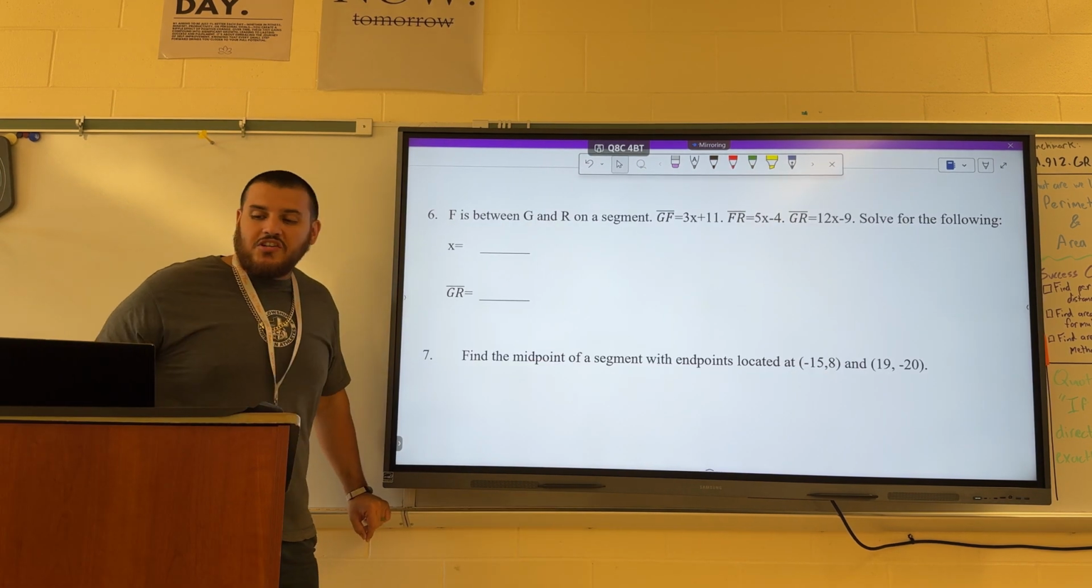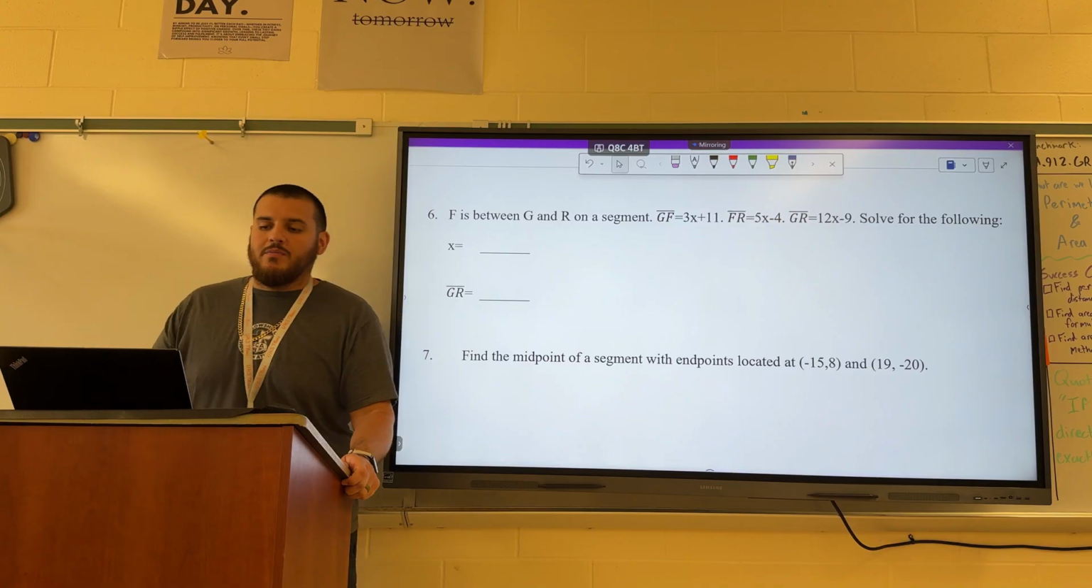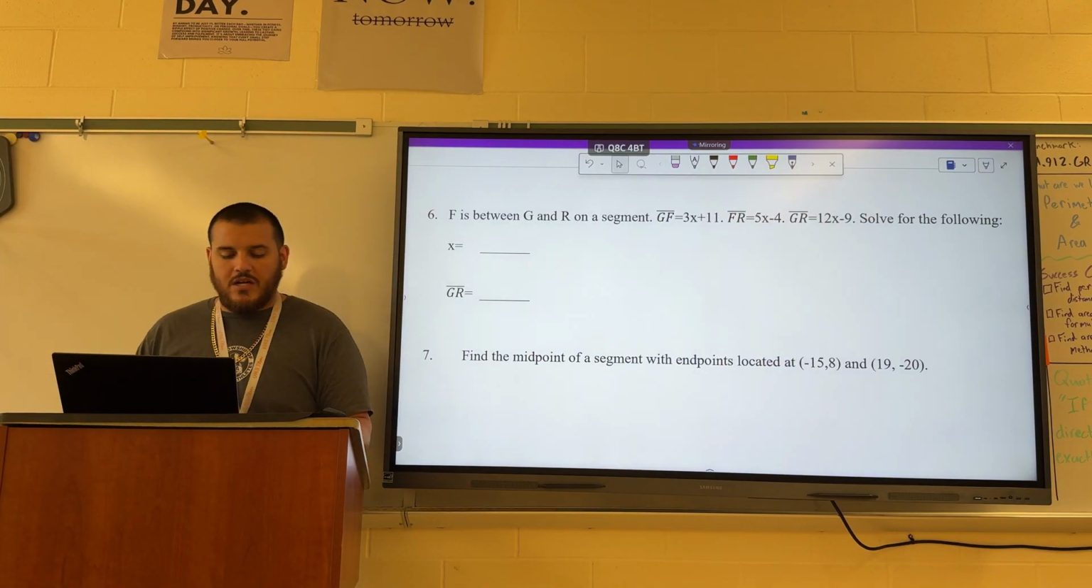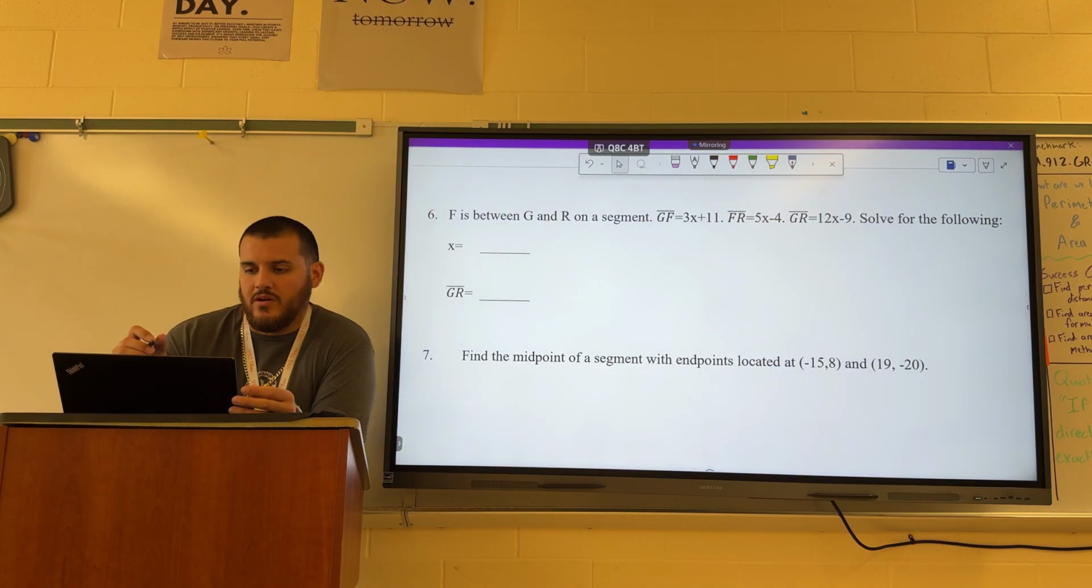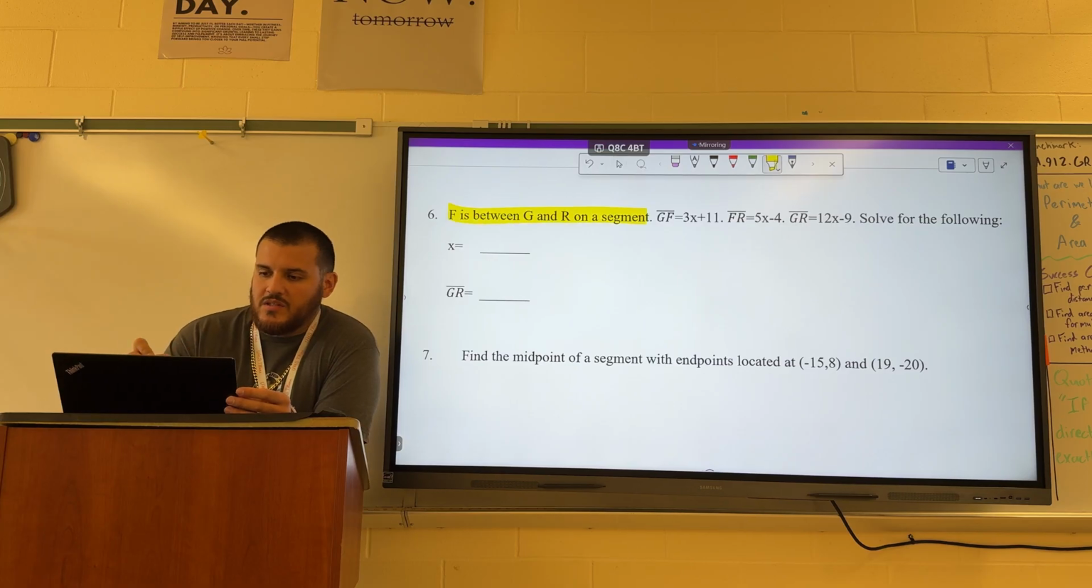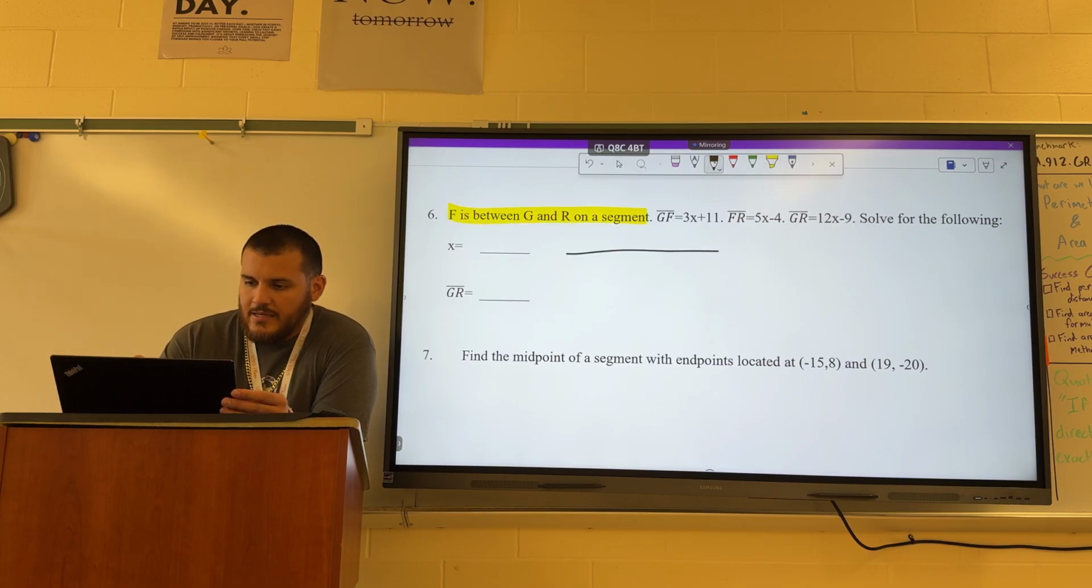Question 6, just like question 5, is worded a little bit differently, but it's just going to end up being the segment addition postulate again, just with more algebra involved. So we're told F is between G and R on a segment. So again, we can draw that. F is between, so it's somewhere in the middle, and then we have G and R on our segment.